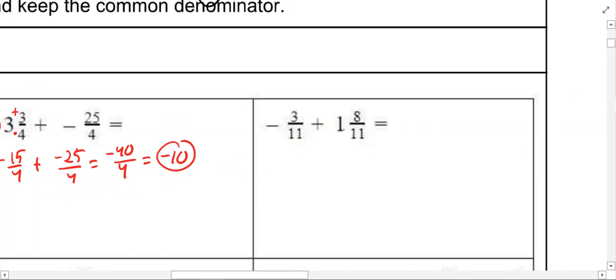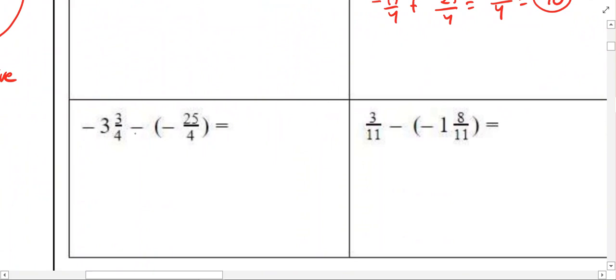Here's another one. Deal with the mixed number first. So 11 times 1 is 11, plus 8 is 19 elevenths. 11s come on over. Negative 3 plus 19 is 16. 16 elevenths cannot be reduced. I am not going to change it back into a mixed number. I can leave it as improper as long as the improper is totally simplified. It cannot get any smaller. And there you go.